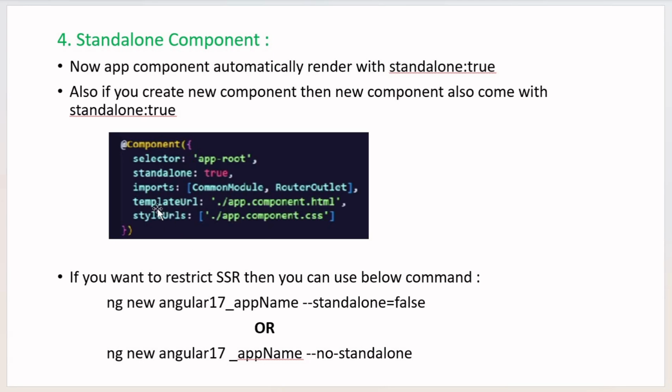As you can see in the screenshot, in the second line inside the component decorator, this component comes with a standalone true option. On the other side, if you don't want to create an application with the standalone feature, then use the command ng new Angular 17 application name --standalone=false, or ng new Angular 17 application name --no-standalone.